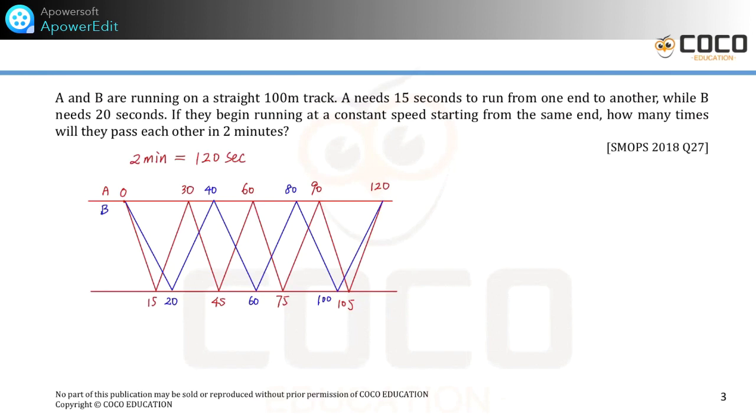So we can just find the intersection points between the blue line and the red line. Those are the positions where they pass each other. So there's 1, 2, 3, 4, 5, 6, and 7. So altogether, they meet each other 7 times.